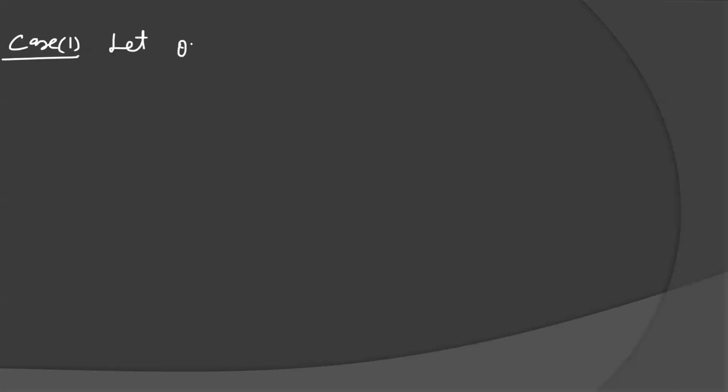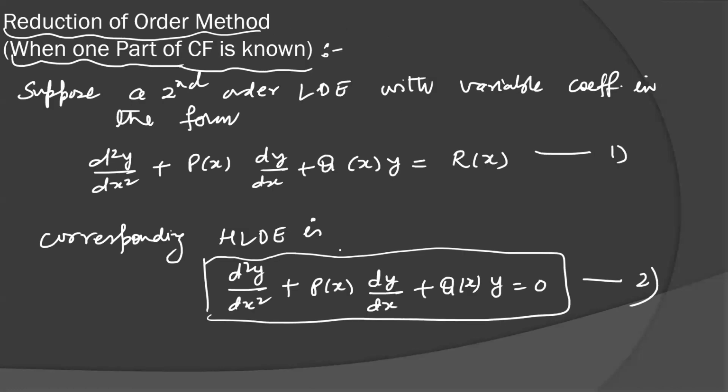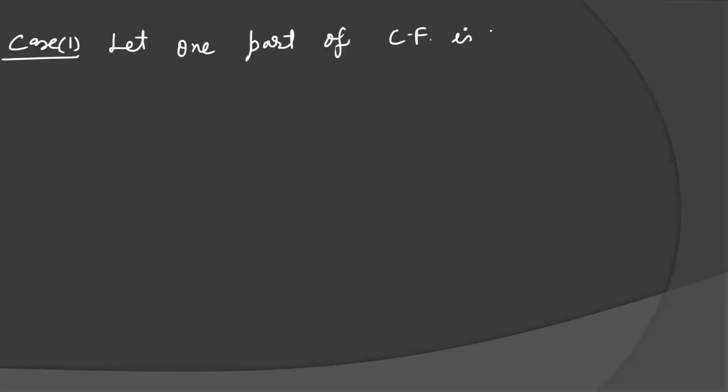Let one part of the complementary function be known. Suppose the complementary function is written in this form, C1 y1 plus C2 y2. I'm not writing U and V because I have fixed the notation U and V for the variation of parameter method, so don't be confused with U and V. Here I am using y1 and y2. Y1 and y2 are two parts of the complementary function. And the first part y1 we know, and we know this is an exponential function. Suppose y1 is in the form e to the power ax.